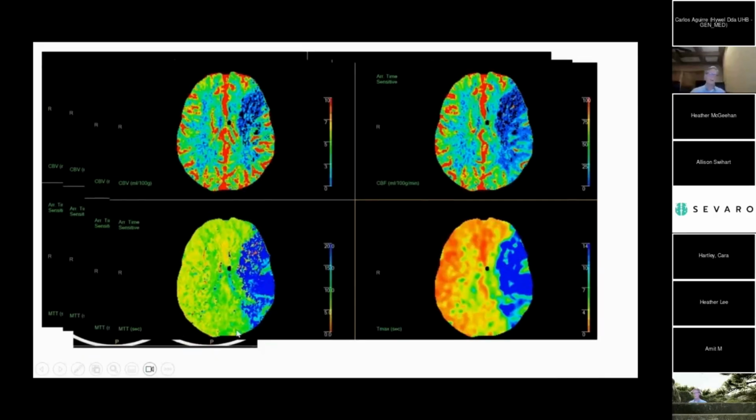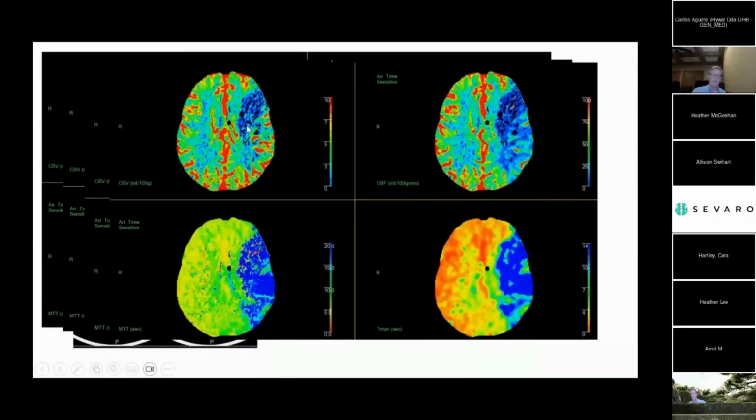So MTT, normal is going to be down here in the green and yellow. Abnormal is going to be in the blue and dark green. So we know this is the affected hemisphere. This is supported by the Tmax. Again, everything greater than 6 is going to be in the green to blue. And let's go here to the CBV. So the CBV, this side here, the left frontal lobe more posteriorly, matches the unaffected side. So this tissue is going to be penumbra.